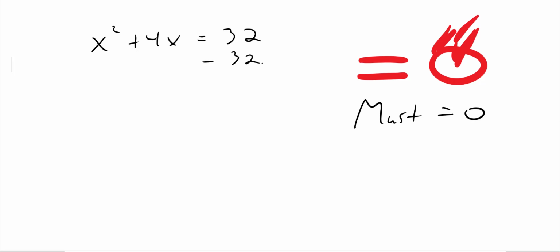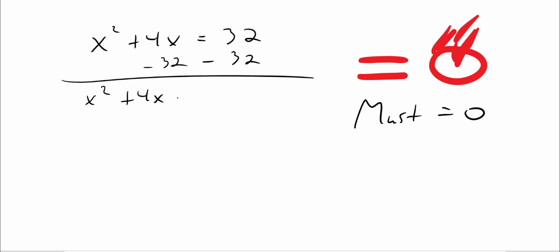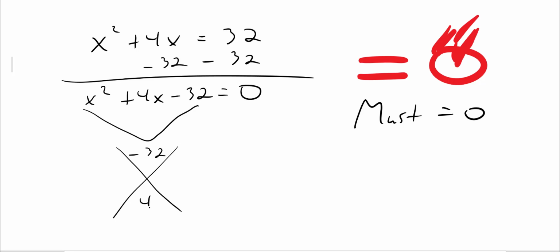So the first thing I'm doing is subtracting 32 from both sides. So I get x squared plus 4x minus 32 equals 0. And then you factor it. So we're going to do a nice little x method here. That's going to give us negative 32, and a 4 here, and it's going to be 8 and 4. So positive 8 and negative 4. That gives us negative 32, and 8 minus 4 is 4, so it's perfect. And it's a leading coefficient of 1, so it's just going to be x plus 8 and x minus 4.